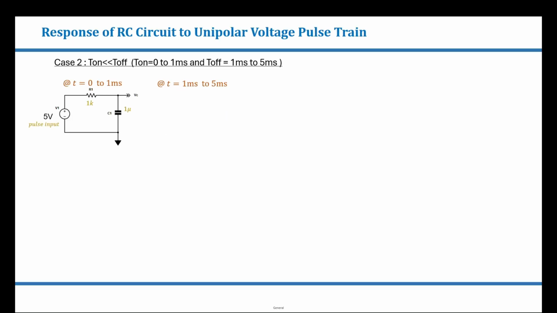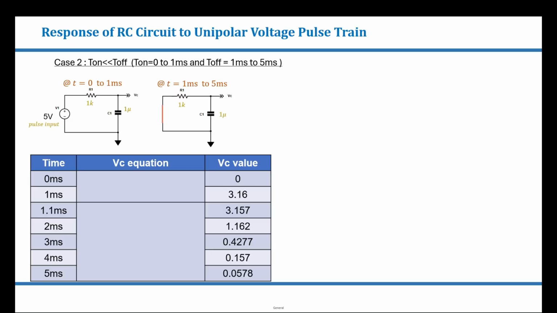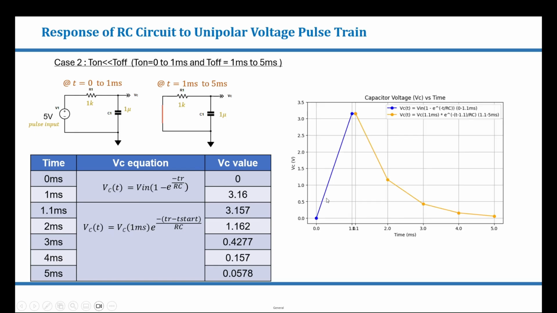Now on considering 6 intermediate points between 0 to 5 milliseconds, the voltage across capacitor equations are as follows. Between 0 to 1 milliseconds, the input voltage of 5 volts is available, and between 1.1 to 5 milliseconds, the input voltage drops to 0. And on plotting these values, this is how the voltage across capacitor looks like.